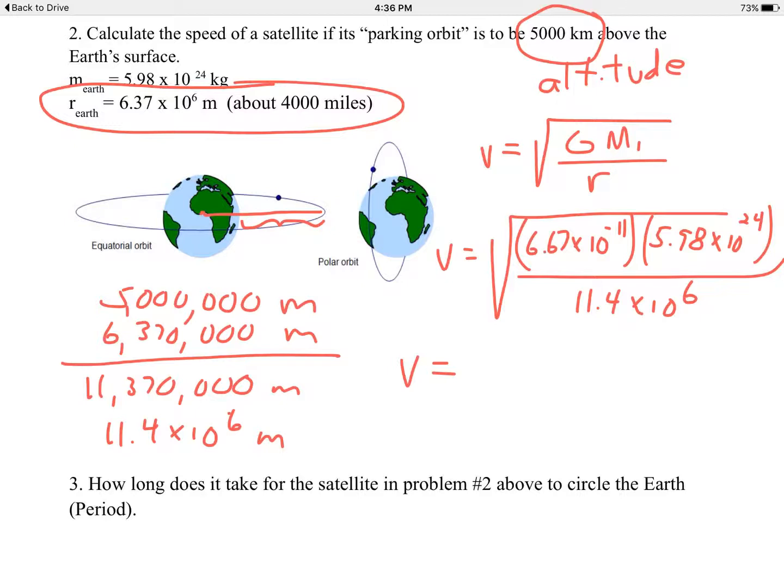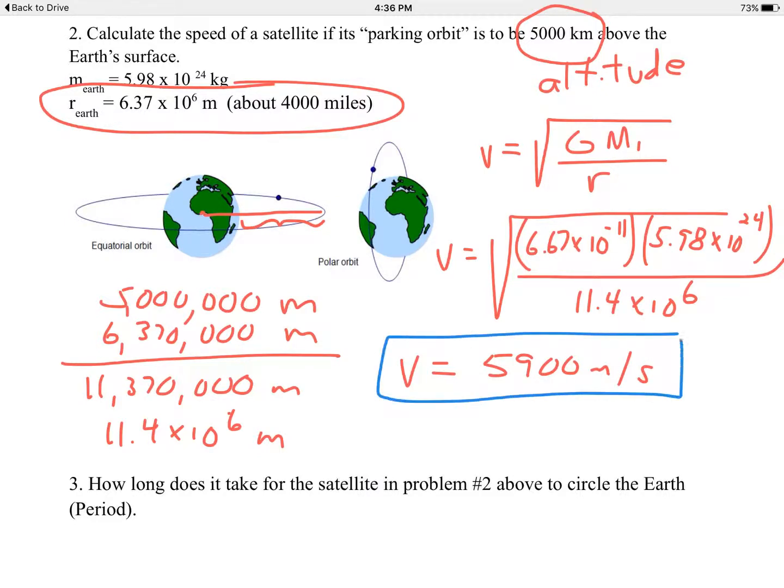Anyway, when you plug it all in, you end up with a tangential velocity of 5,900 meters per second. Regardless of the mass of the satellite, it has to have a tangential speed of 5,900 meters per second, which is roughly 13,000 miles per hour. And that's pretty fast. You can go that fast when you have no atmosphere. If you were in the atmosphere, you'd burn up. But this is well beyond the atmosphere.